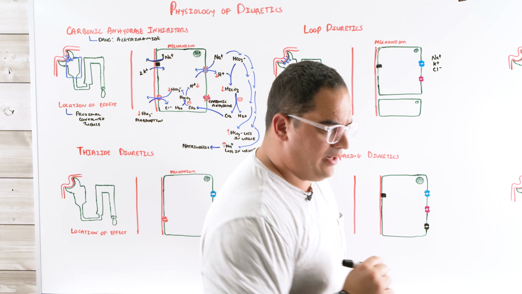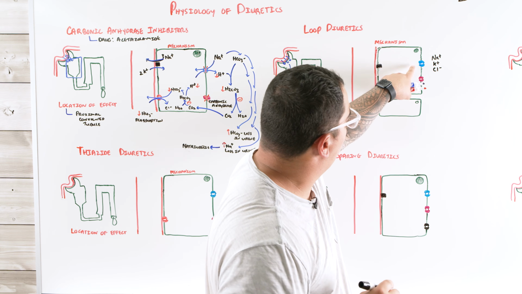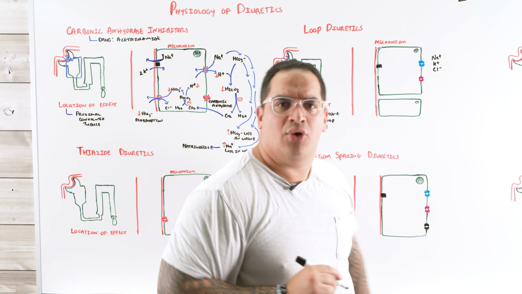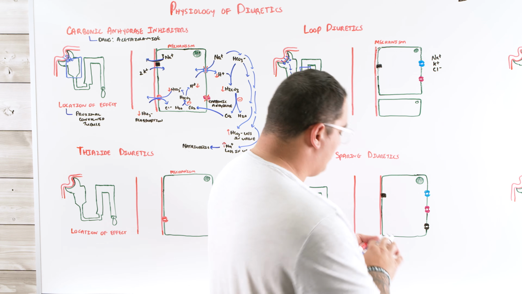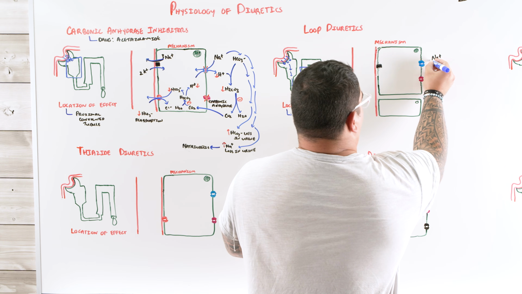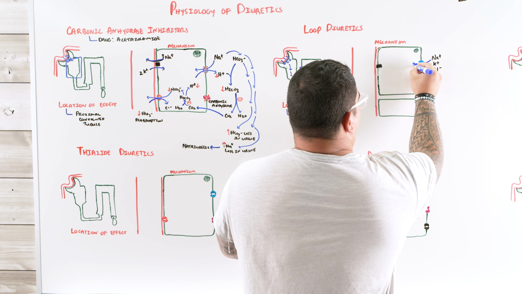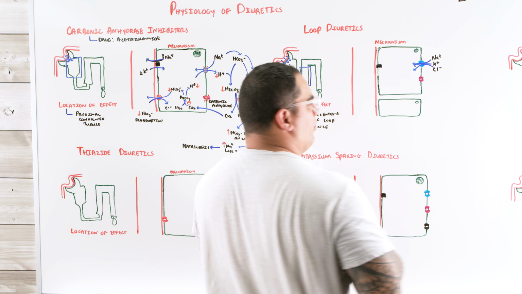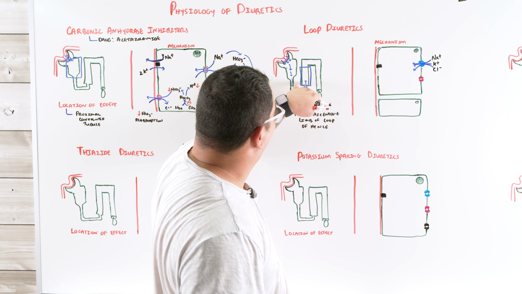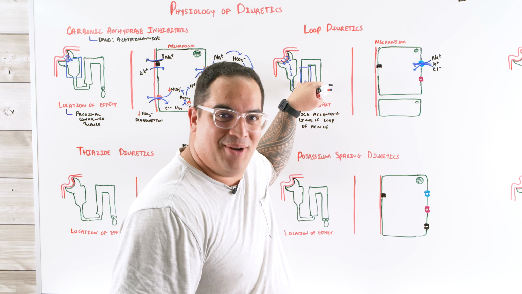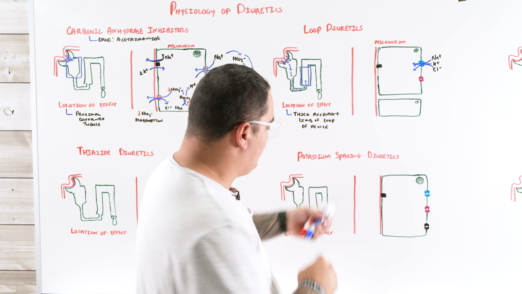Now, what's really interesting here is that there's these channels right here at that thick ascending limb. It's called a sodium-potassium 2-chloride cotransporter. It's a lot of words. But basically, what's supposed to happen here is that sodium will get reabsorbed, potassium will get reabsorbed, chloride will all get reabsorbed. And whenever it gets reabsorbed, it's supposed to get pushed out here into this medullary interstitium. That's the whole concept here. It's supposed to get pushed out here.